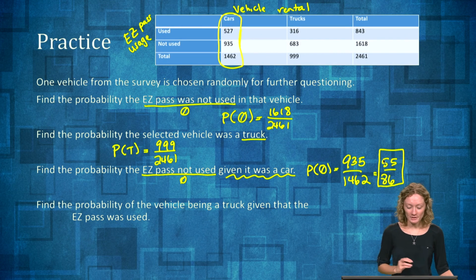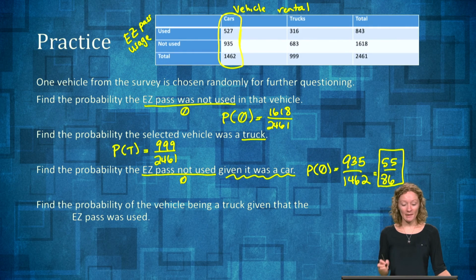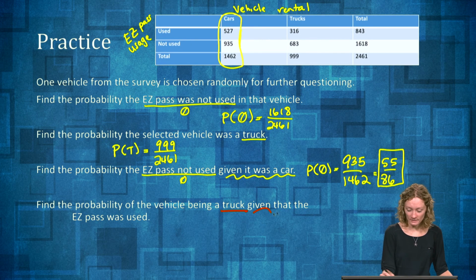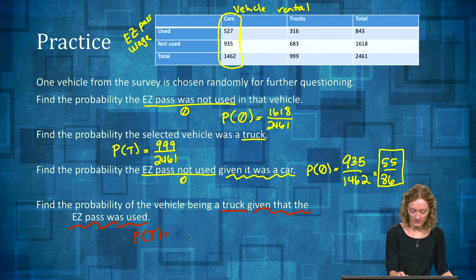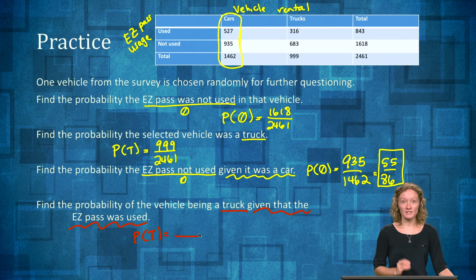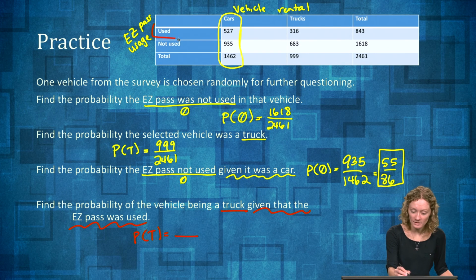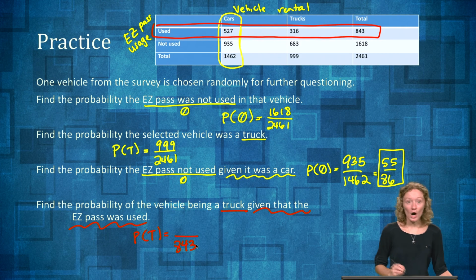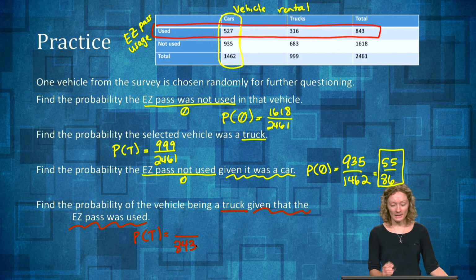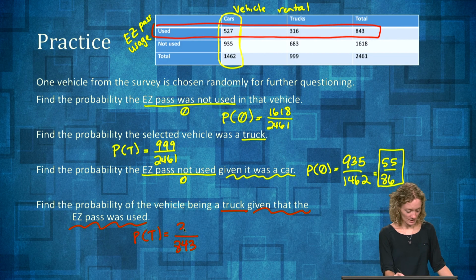Okay, and then the last one: find the probability of the vehicle being a truck given the E-ZPass was used. Let's go with a different color. The vehicle being a truck given E-ZPass used. So we want probability of truck given E-ZPass was used. So how many used the E-ZPass? That's this row right here. So we only care about these now. There were a total of 843 that used it. Of those 843, how many are a truck? 316. And it doesn't seem to simplify.